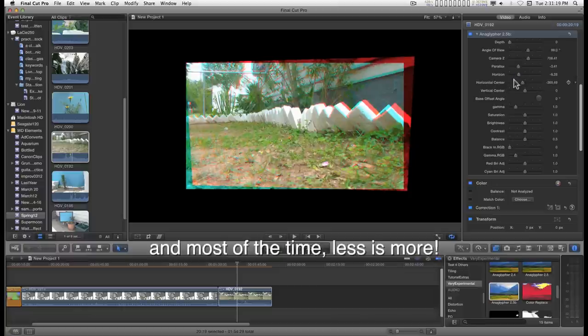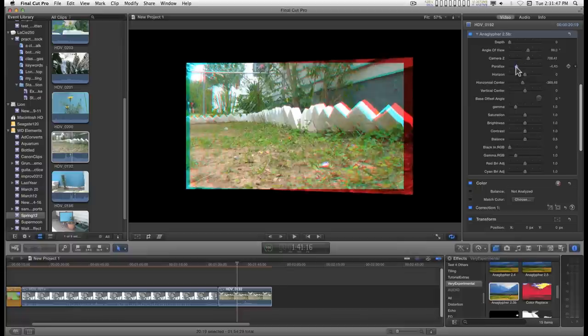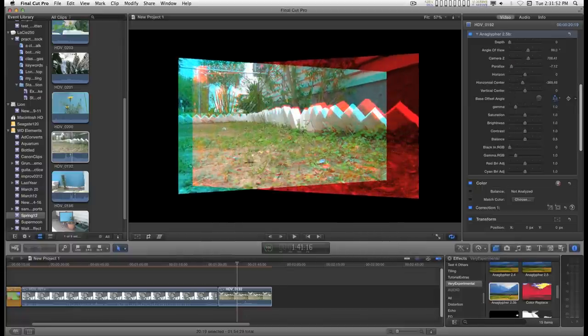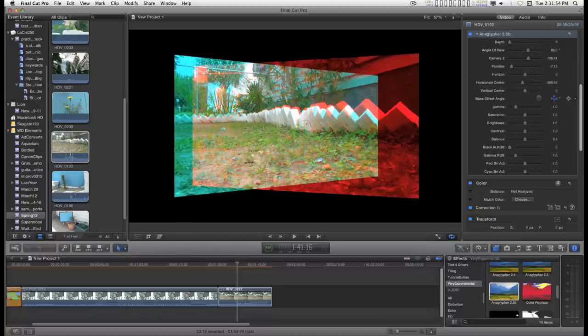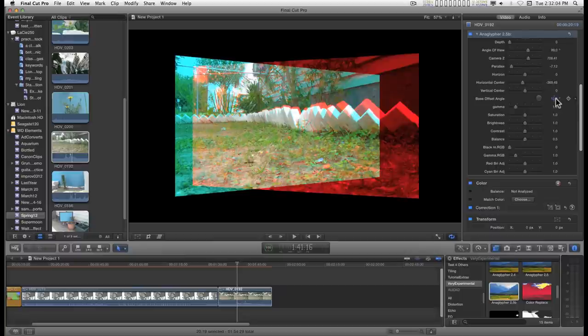And we'll take a look at one in a minute when I ask you to put your glasses on so you can see what's going on. I'm going to reset that, and I'm going to reset the horizon. And I have a base offset angle, which works in conjunction with the parallax up here. So if I parallax this in this direction, I can turn the base out in that direction, and that creates even a more intense artificial 3D kind of thing, and it's really convincing.